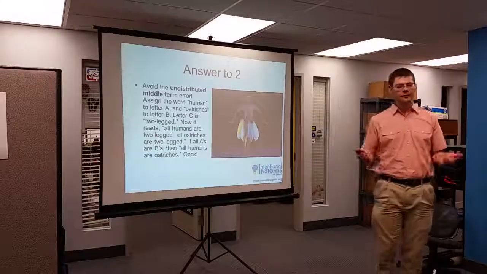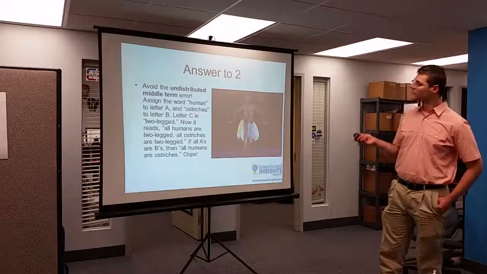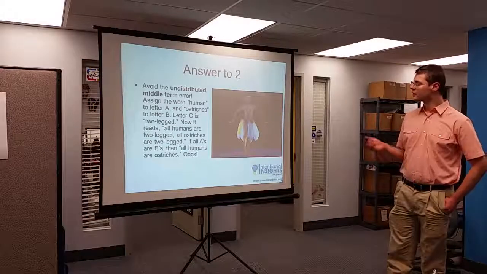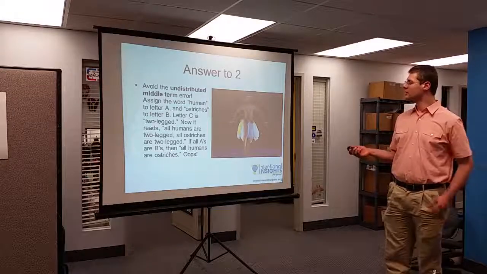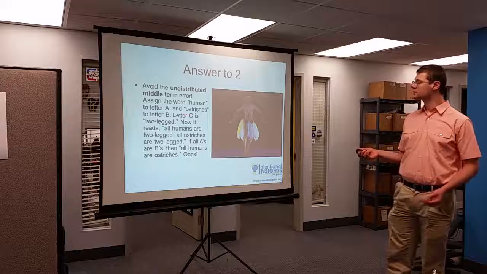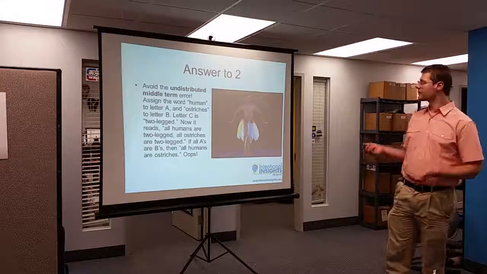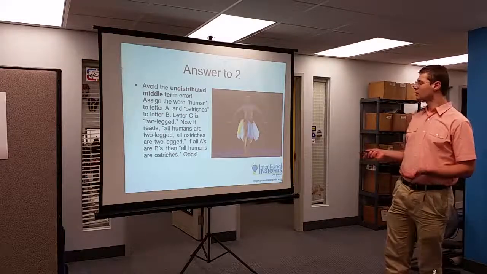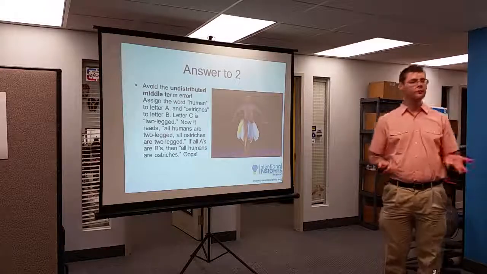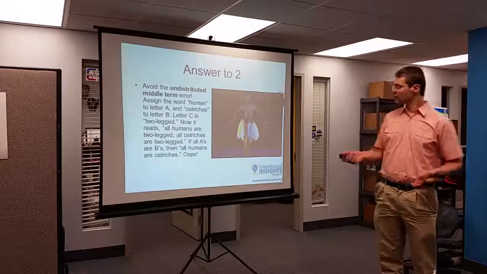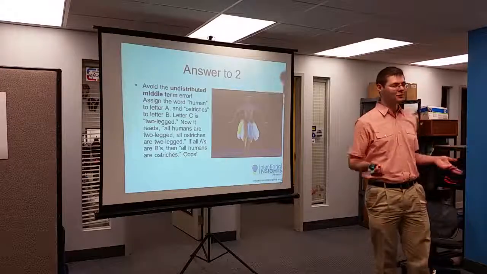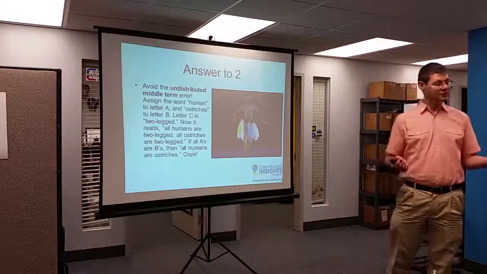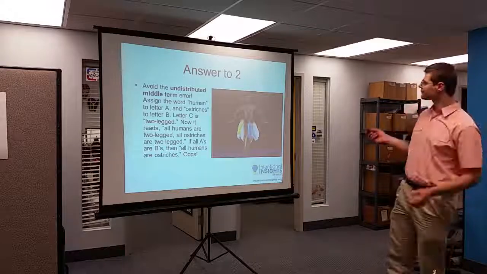Alright, so the answer to number 2. You have to avoid the undistributed middle term error. Consider assigning the word human to letter A and ostriches to letter B. Letter C is 2-legged. Now it reads, all humans are 2-legged, all ostriches are 2-legged. If all A's are B's, then all humans are ostriches. Oops, that doesn't sound right. So that's an error in that sort of terminology.